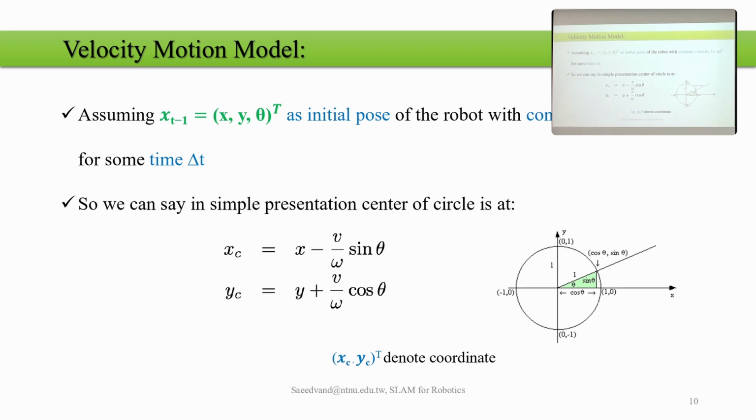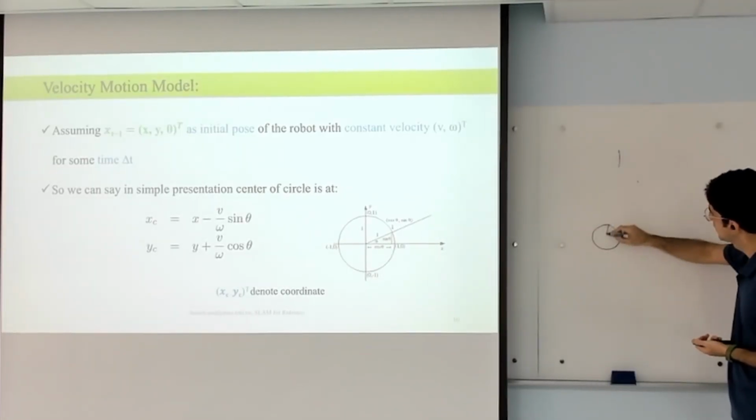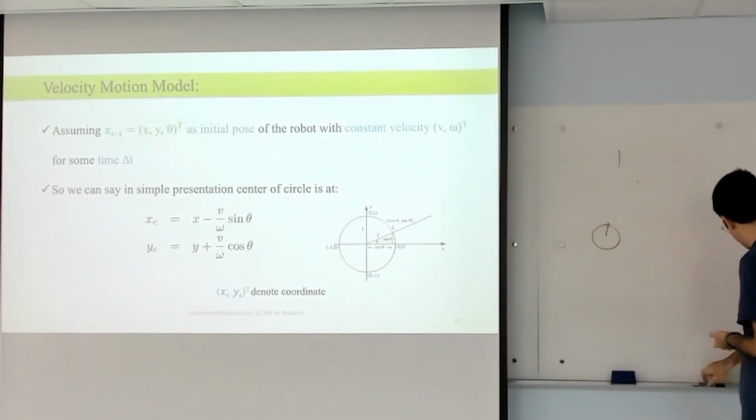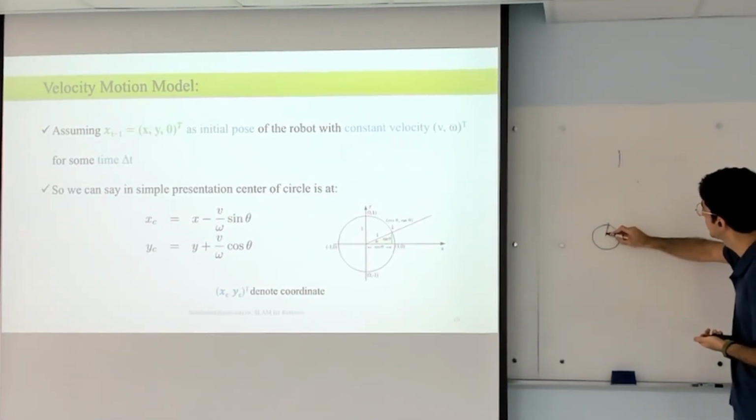To do that, as I mentioned, we need to find the center of the circle. What's the center of the circle? The circle that this v and w are causing. If we have the robot here, based on the v and w, the robot can go along this arc.